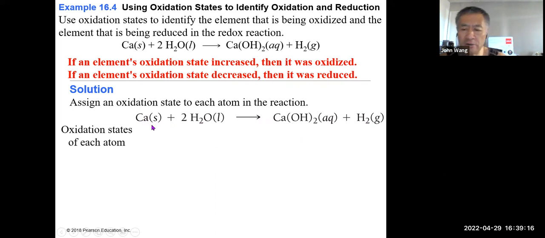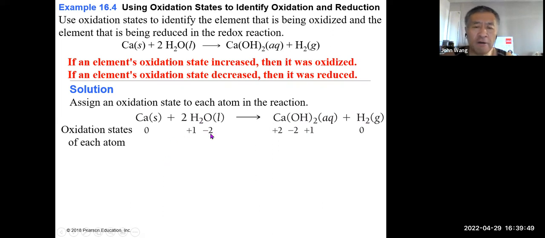So the first one is calcium solid, which is the free element. So therefore 0 oxidation state for each atom. And then in this water, H will be +1, and O is -2. In this calcium hydroxide, calcium becomes +2, and oxygen is still -2, and here the hydrogen is still +1. But not in this H2. H2 is a free element of hydrogen, therefore it's 0.